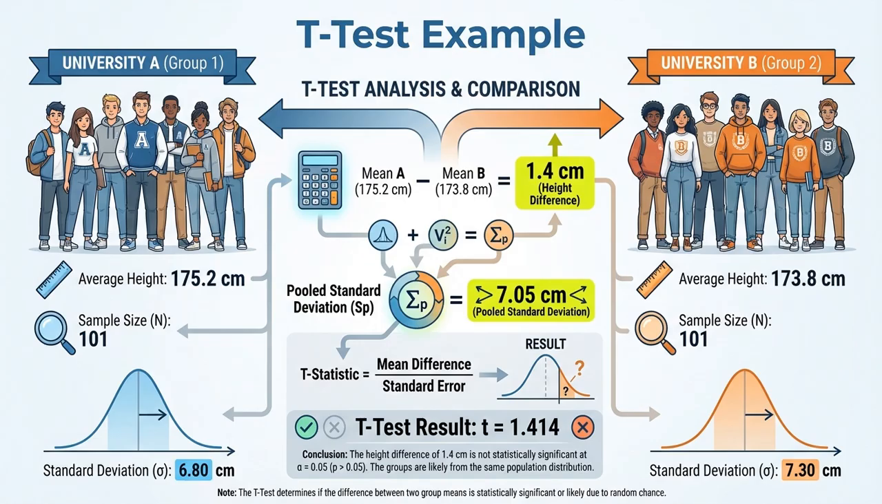Imagine we're comparing the heights of students from two different universities. Suppose we find that the average height difference between the two groups is 1.4 centimeters. Also, suppose that the standard deviation is 7.05 centimeters and the sample size is 101 students from each university. We can use this data to calculate a t-statistic.